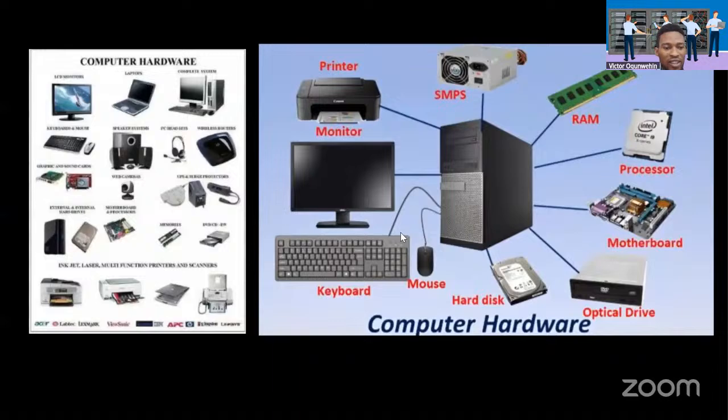I have another image showing the computer hardware. We have the printer, the monitor, the keyboard, and the mouse connected to the system unit. We have the SMPS, which looks like a projector, not really a projector. We have the RAM. This is what the RAM looks like, whether it's 4 gig, 8 gig, or 16 gig RAM. It's fixed to the motherboard of the system unit or system casing. We have the processor, the motherboard itself, and the optical drive.